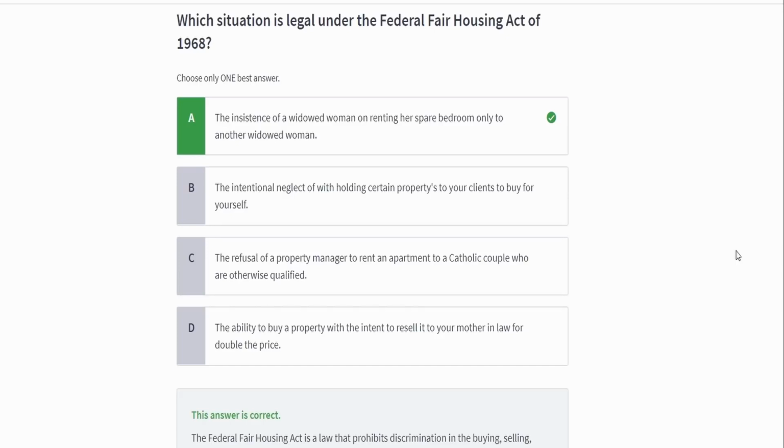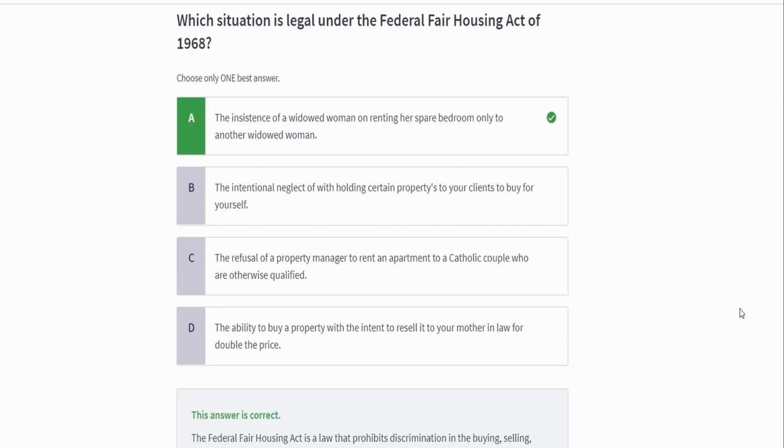So for example, let's look at option D right here. It says the ability to buy a property with the intent to resell it to your mother-in-law for double the price. Guys, that's completely legal. You can do that. It's not right, it's probably a little mean, but that's perfectly legal. But it's not specified under the Federal Fair Housing Act of 1968. Nowhere in that act does it discuss selling properties to your mother-in-law for double the price because you don't like them. Nowhere does it discuss that. And that's what you have to understand with these questions.